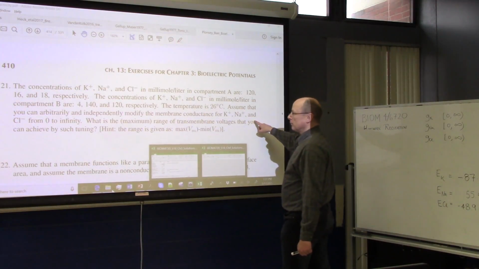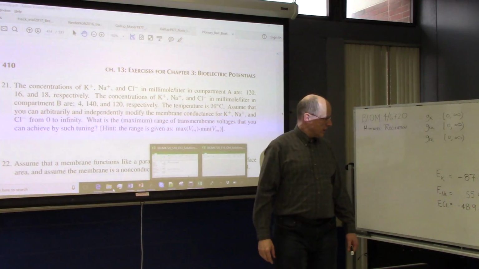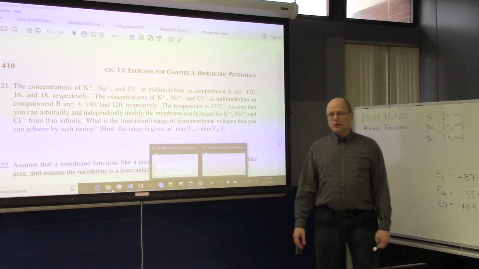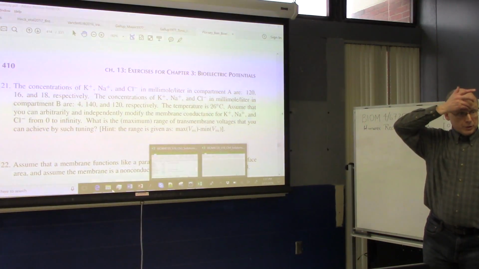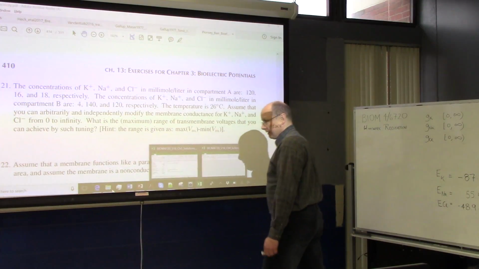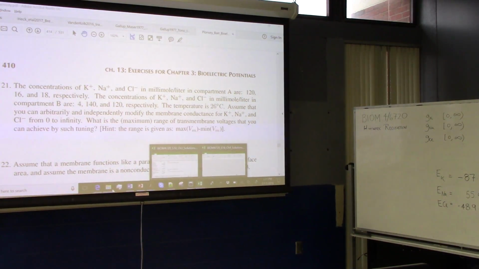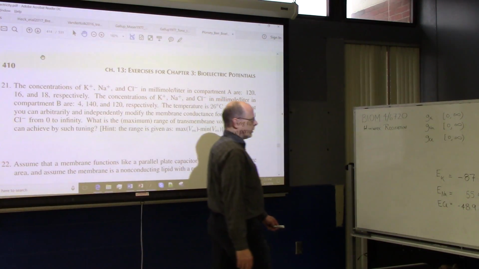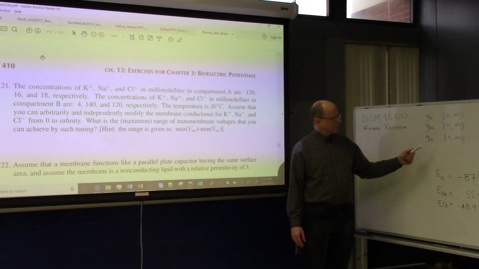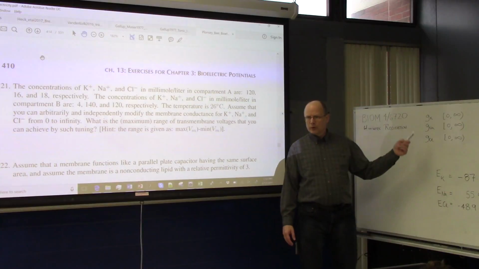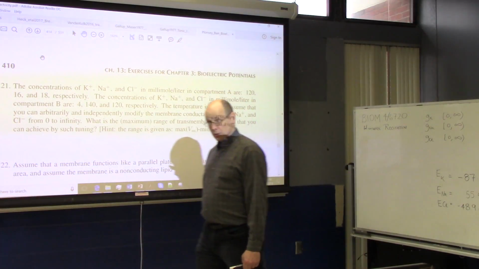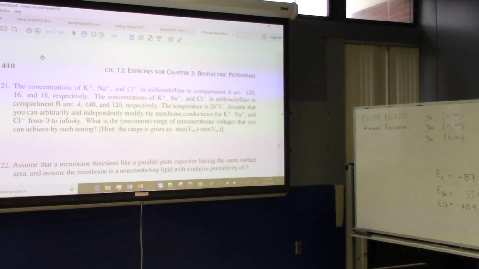They're asking for the maximum range of membrane voltages. Many of you just took some numbers from down here and subtracted and gave me a value. And I took points off if that's all you did, because you didn't show me your reasoning. Even if you got the right thing, I want to know why. So, what relation do we use to determine the membrane voltage when you have multiple ions? What's it called? Where can we find it in the book?